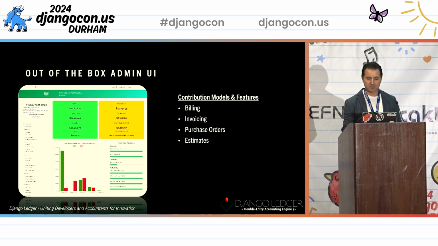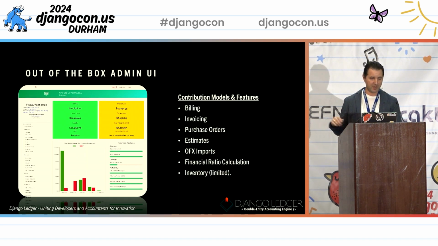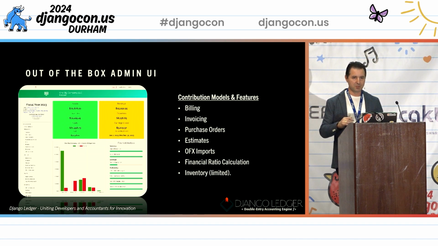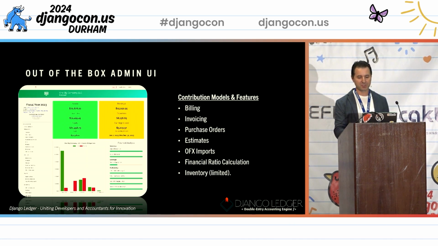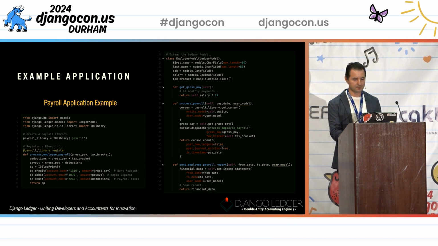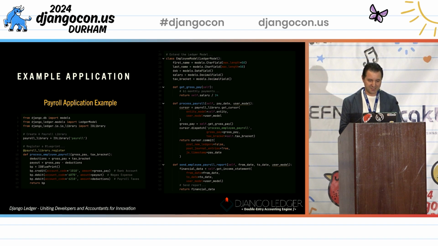One of the things with Django Ledger is that it comes out of the box with an admin UI, where you can start looking at all the financial information. You can create bills, you can create invoices. This is more of a management UI tool, which incorporates some billing, invoicing, purchase orders, and so forth.